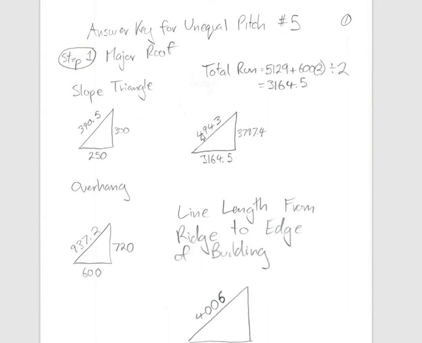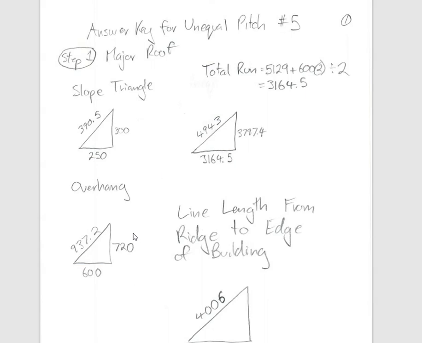This 4943 would be the line length of the major common rafter. Okay, and then 3797.4 is the total rise of the roof, and that'll be the total rise of the roof no matter where you are, minor, major, or valley. They all share the same rise. They all extend to the same point.